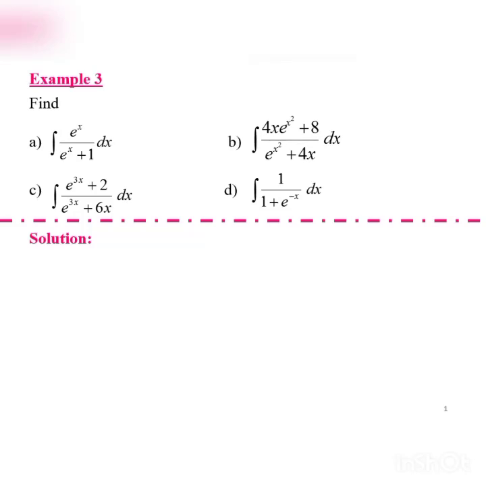Let me continue with the solution of example 3. Find the integral of e to the power of x over e to the power of x plus 1 dx. For part A, if we differentiate the denominator, we can get the numerator. So let f(x) equal e to the power of x plus 1. Differentiating e to the power of x plus 1, we get e to the power of x.